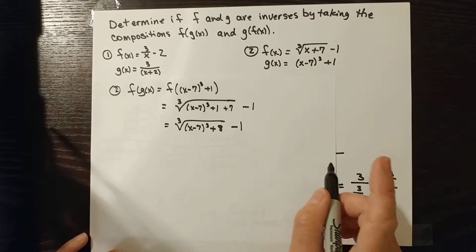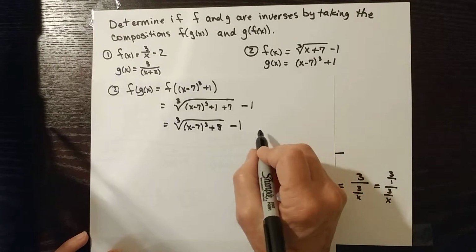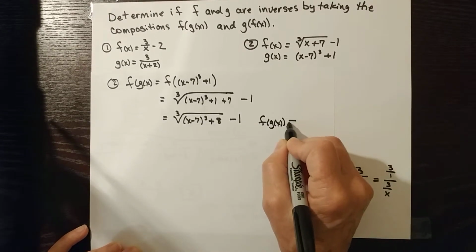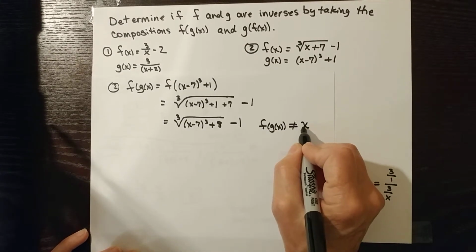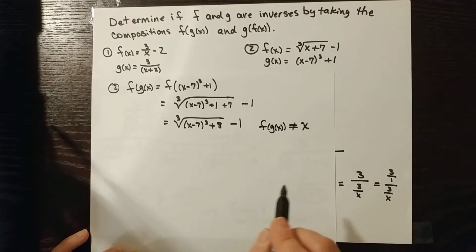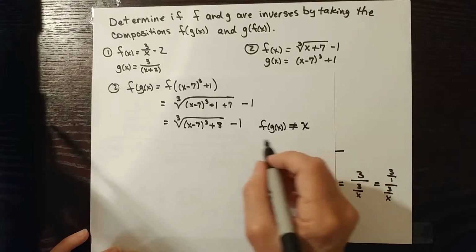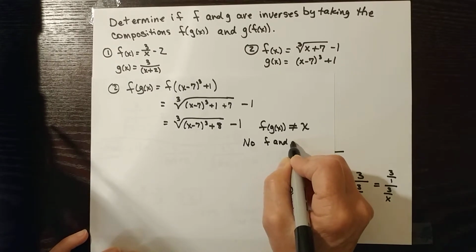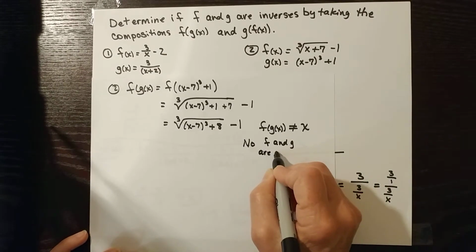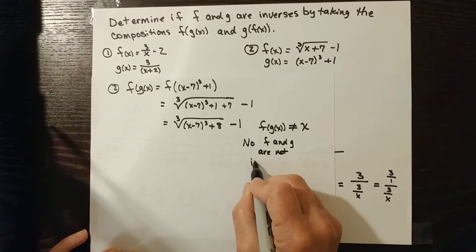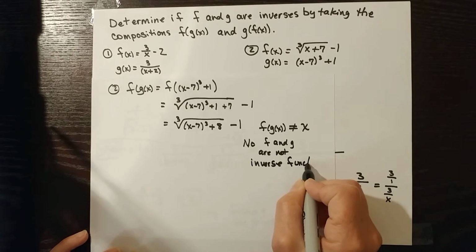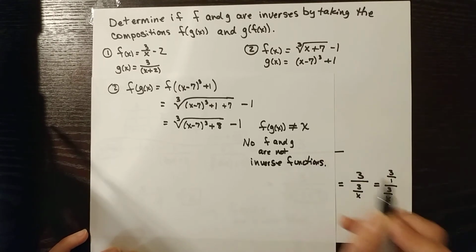So at this point I can say, since f of g of x does not equal x, I don't even have to do it the other way, g of f of x. This is enough for me to say, no, f and g are not inverse functions. That is my conclusion.